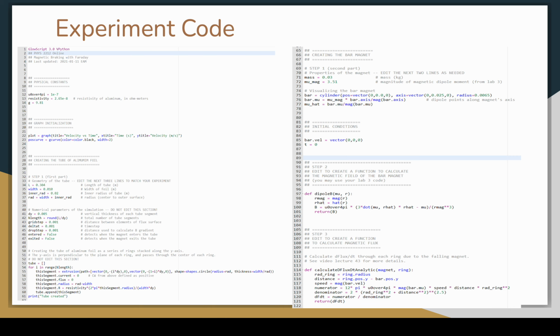Now, experiment code. We plugged in the resistance of the aluminum and the gravitational constant, and then we plugged in the length, width, and radius of the tube. After this, we plugged in the mass and the magnitude of the magnetic dipole moment. Then we created a function to calculate the magnetic field of the bar magnet. Once we found that, we calculated the derivative of the magnetic flux due to the falling magnet.